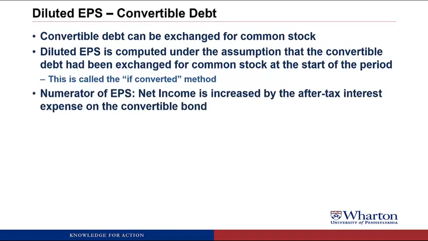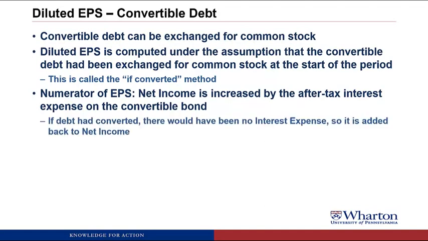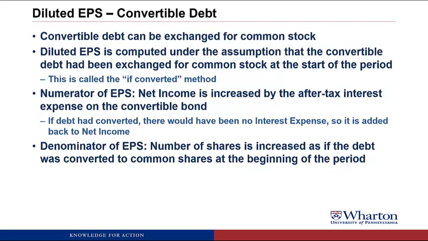So in the numerator of EPS, we're going to have to adjust net income by the after-tax interest expense on the convertible bond. If the debt had converted to stock, then there would have been no interest expense on the bond, and so we need to add it back to net income. And because net income is an after-tax number, we need to add back the after-tax interest expense. In the denominator of earnings per share, the number of shares is going to be increased by the number of new shares that would be out there if the debt had been converted to common shares at the beginning of the period.